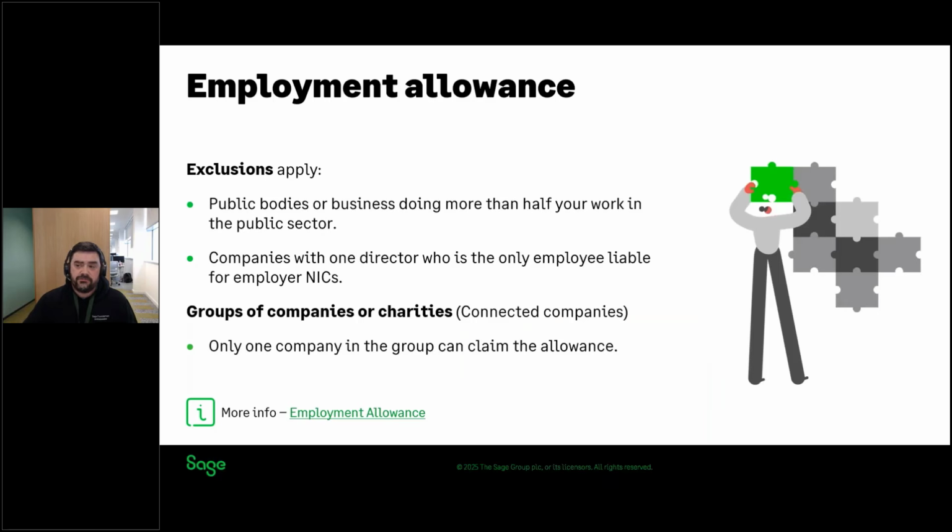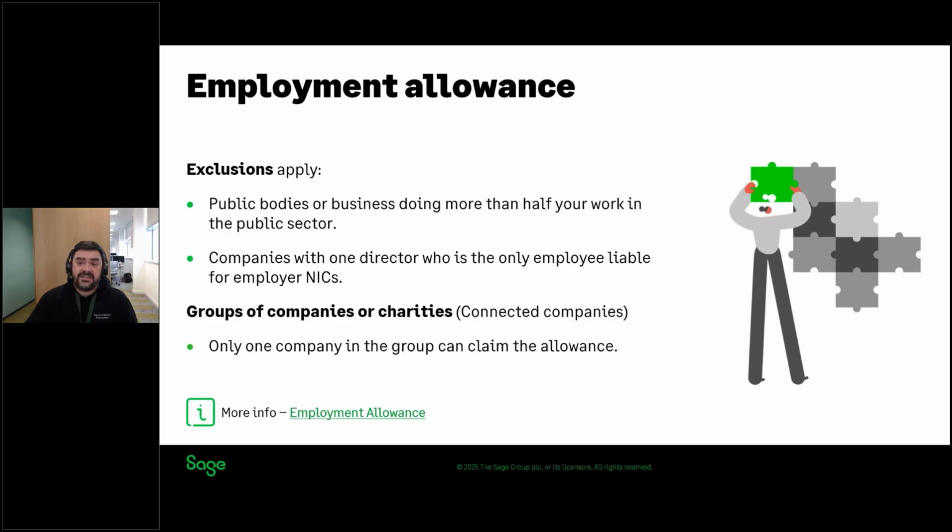Now, I will quickly just run through the exclusions. So it is not available to public bodies or businesses doing more than half their work in the public sector. And it can't be used for companies with one director who's the only employee liable for employer NI, so single director companies. If you're a group of companies or charities, only one company in the group can claim the allowance. So you would choose the company that's most likely to use the full employment allowance.